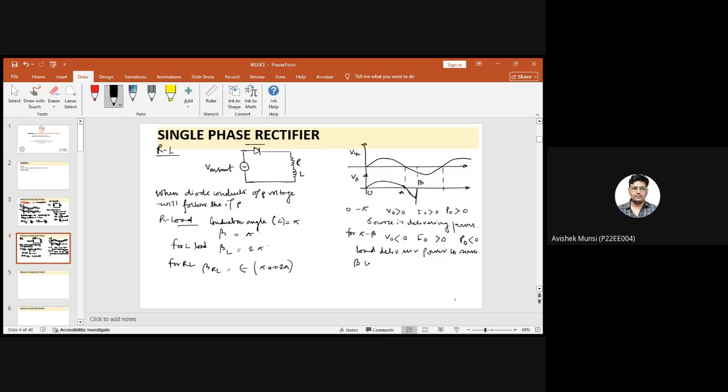Now for beta to 2 pi, my V0 is less than 0, I0 is less than 0, and P0 is less than 0. So in that case, it will not deliver any power. Okay. So what will be the average voltage? If we calculate it, it will be Vm by 2 pi times (1 minus cos beta). And here also the conduction angle is equal to the extension angle.